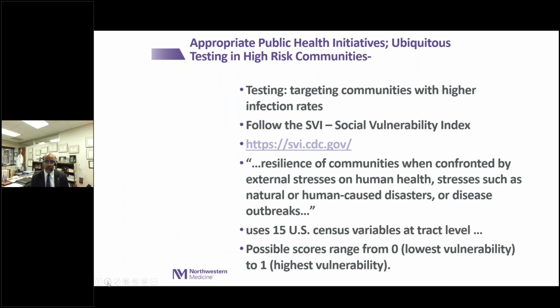So the last thing I want to share with you is yet another effective use of large data sets, this time the United States Census. There are 15 variables that are collected in the United States Census that allows a score to be given called the Social Vulnerability Index. Scores close to 0 imply lowest vulnerability, and scores at 1 imply highest vulnerability.